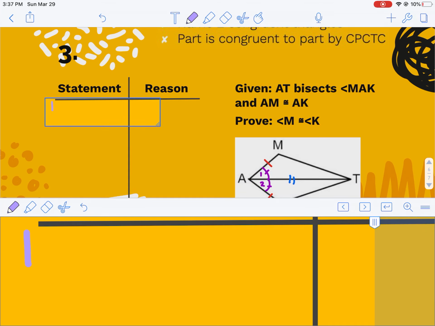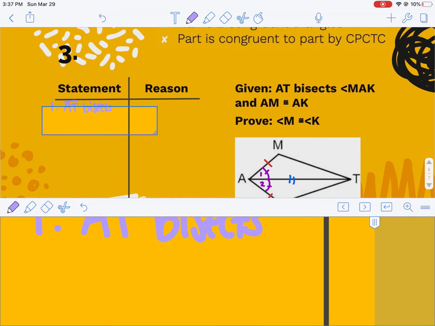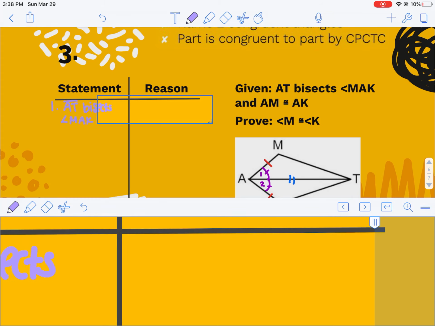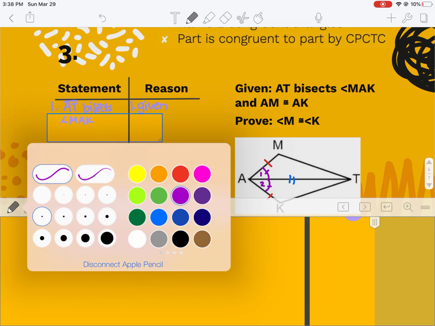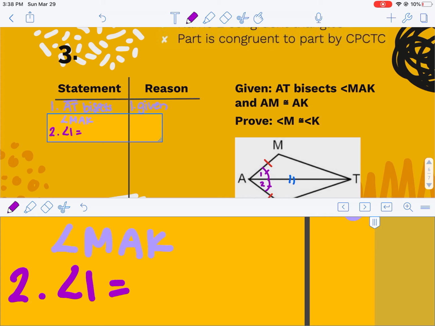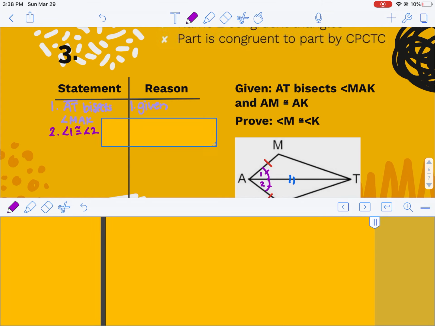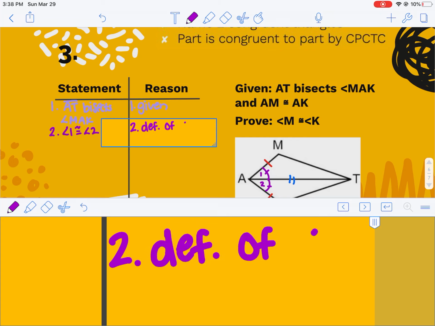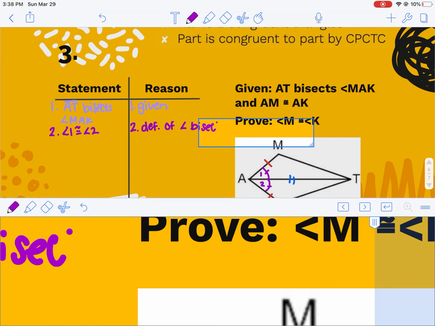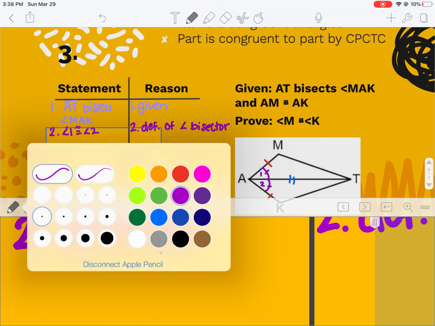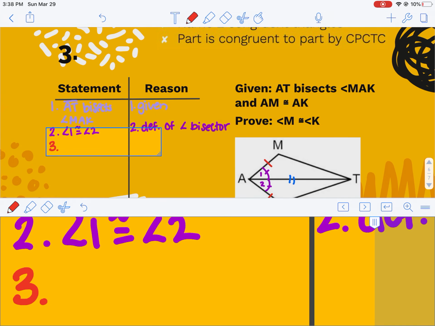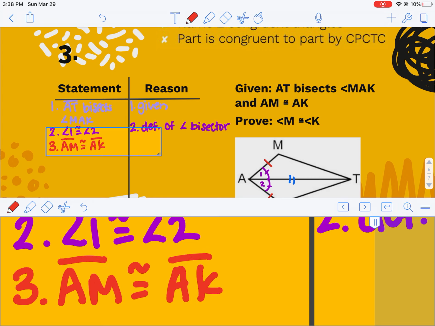So I'm going to start with my givens. So AT bisects angle MAK. That was written out for me, so that is given. Because that's true, I know angle 1 is congruent to angle 2. I can either write out my reason as AT bisects angle MAK, or I could do definition of angle bisector. I was also given AM is congruent to AK.